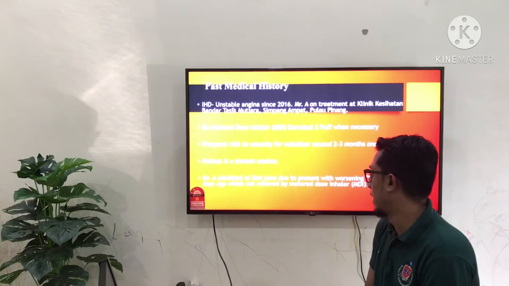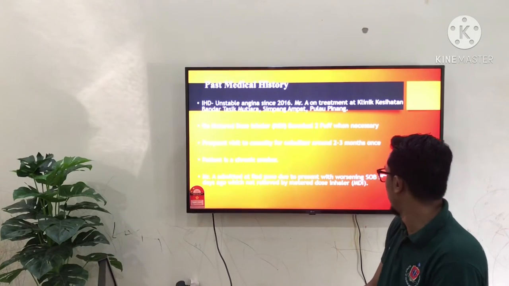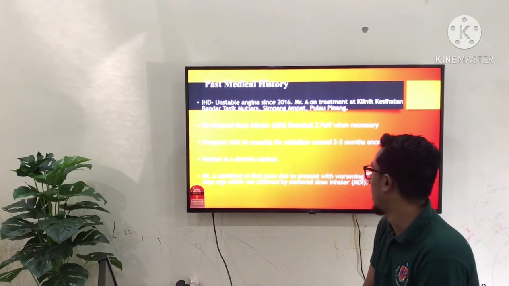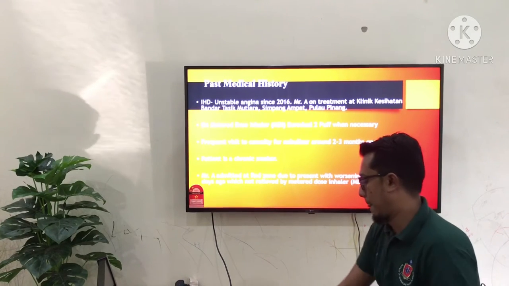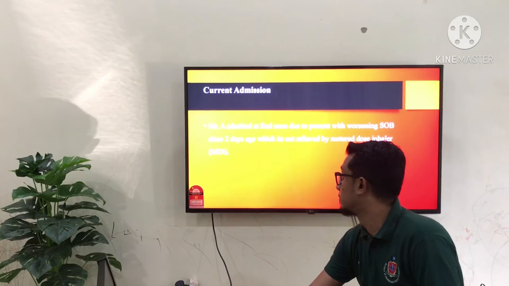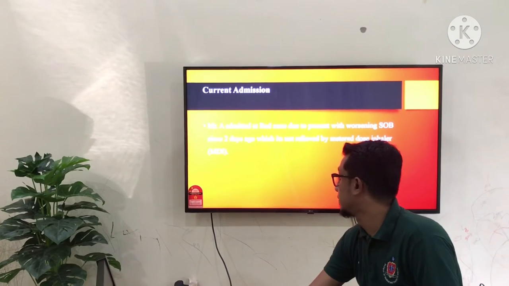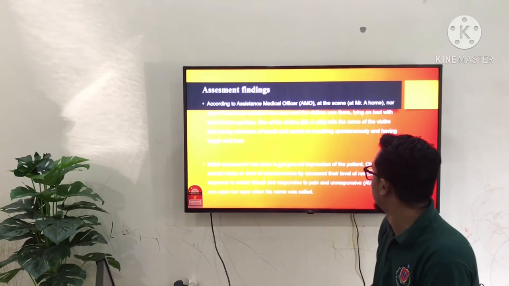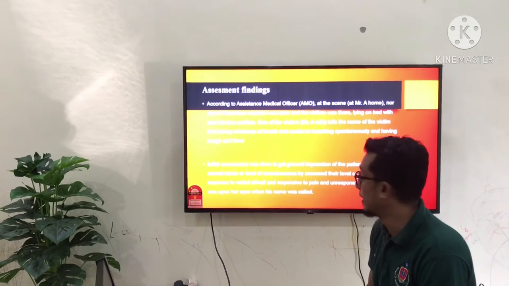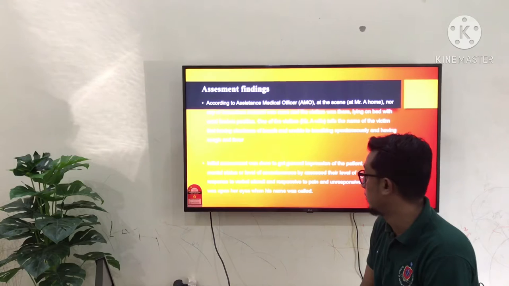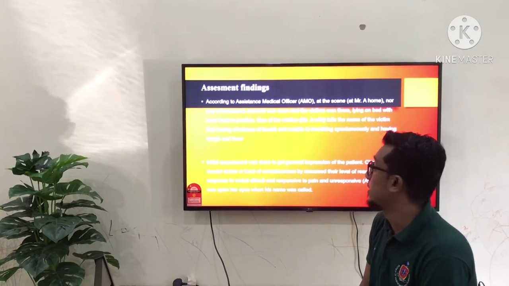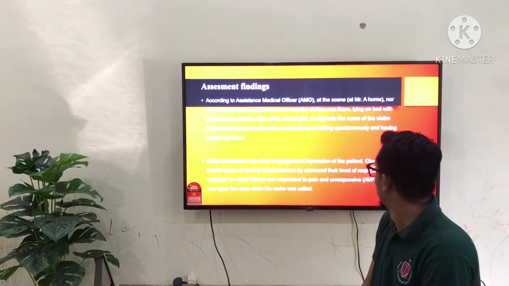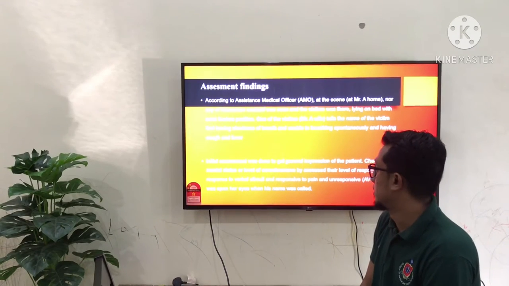Mr. A was admitted to the red zone due to worsening SOB since 2 days ago, which was not relieved by MDI. Current admission ya, current zone eh. Okay, assessment. According to the assistant medical officer at the scene, dia buat panggilan untuk ambulans, panggilan kecemasan. No hazardous material was seen and the victim was lying on bed with semi fowler's position.